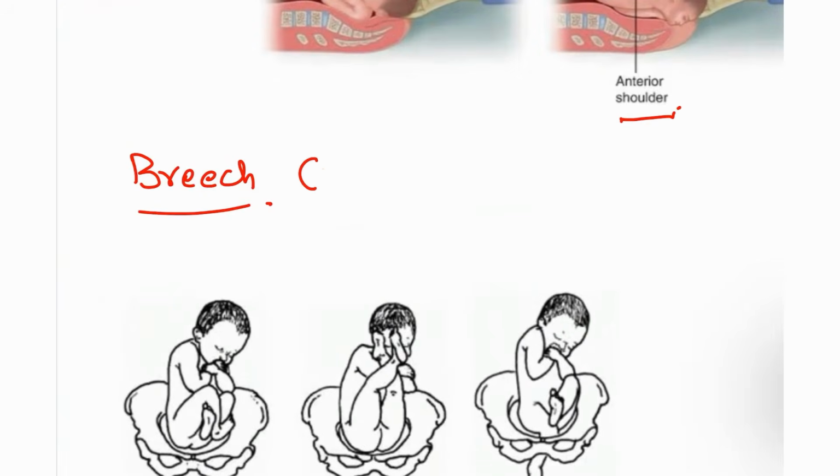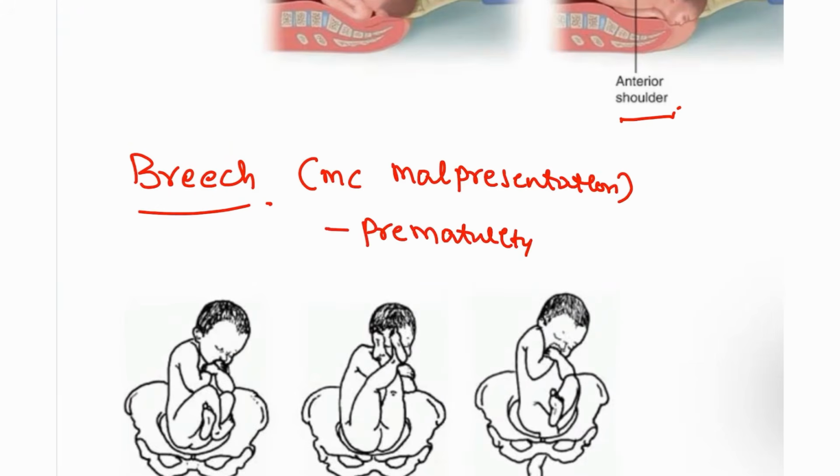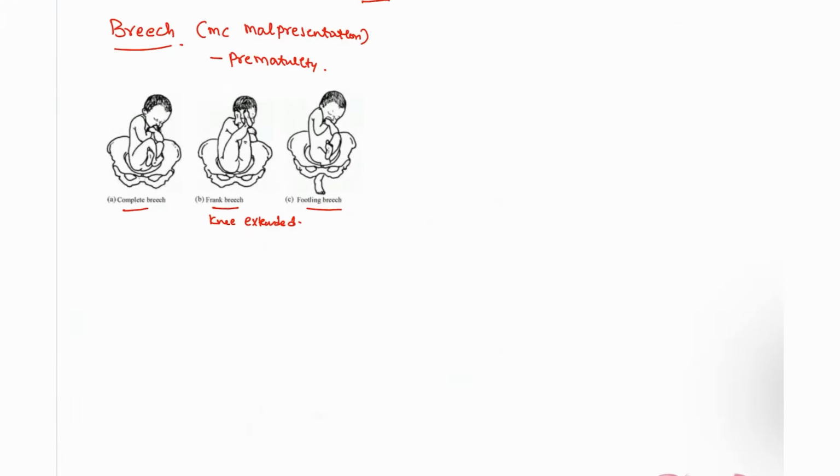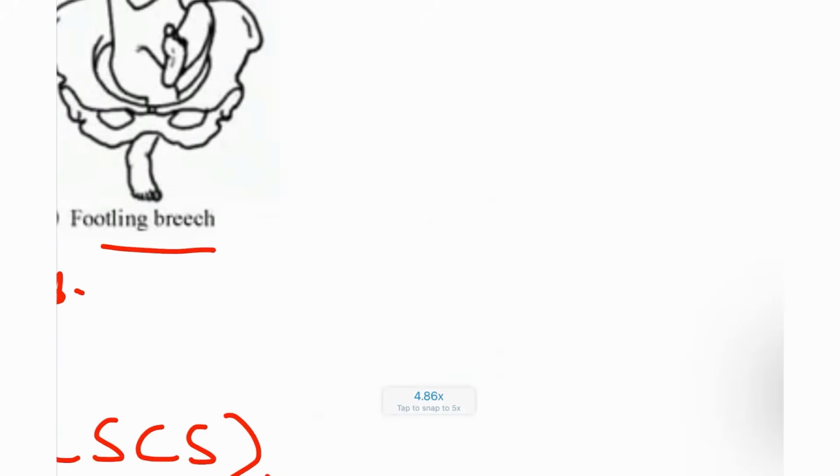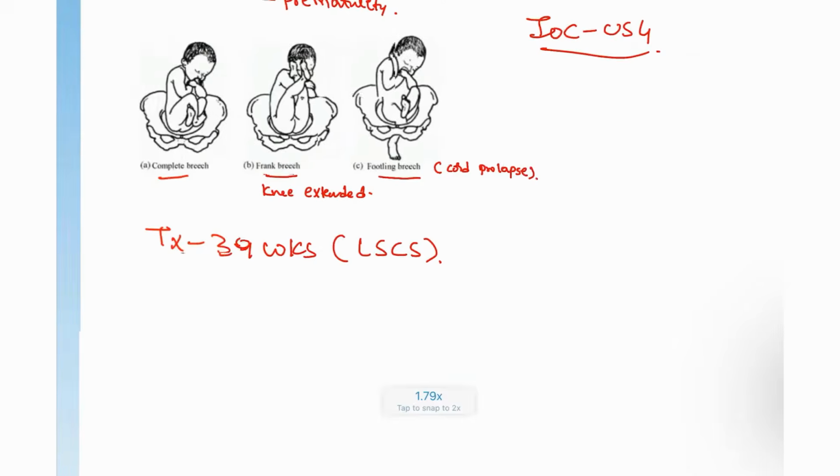What is the importance of the breech? This is the most common malpresentation seen. Most commonly, the cause will be prematurity. The investigation of choice for this patient will be ultrasound. The treatment is early, as soon as possible: at 39 weeks we can go for the LSCS. The footling breech has the highest risk, with cord prolapse, and the best prognosis is with the complete breech.